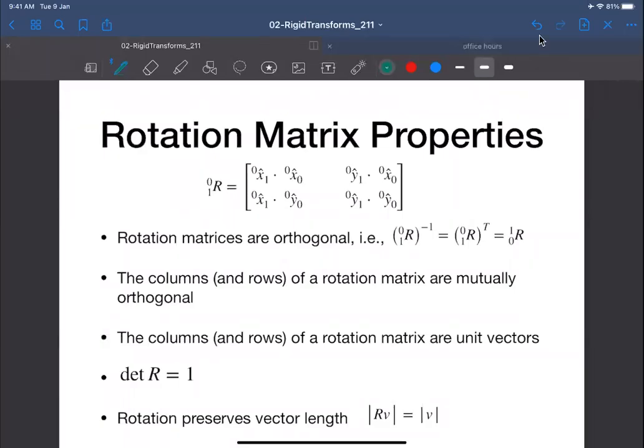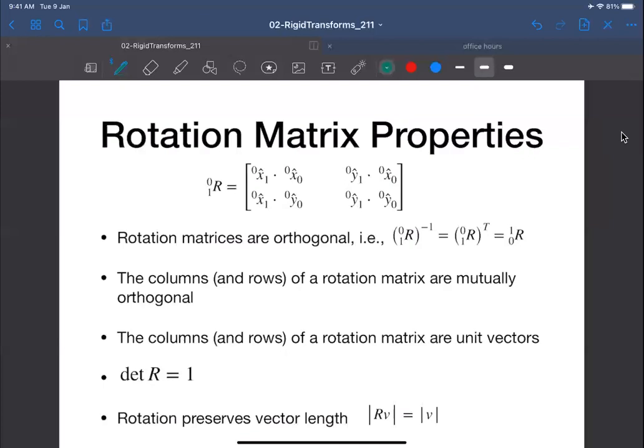This is a quick slide about the rotation matrix properties. The first property is that all rotation matrices are orthogonal, which means that the inverse of a rotation matrix equals its transpose. So this tells us that it is very easy to calculate the inverse of a rotation matrix by just transposing it.